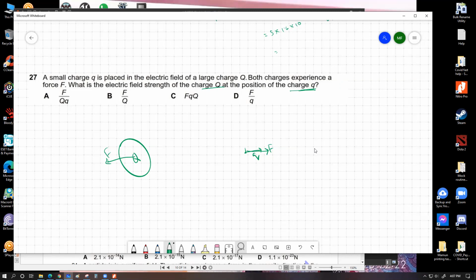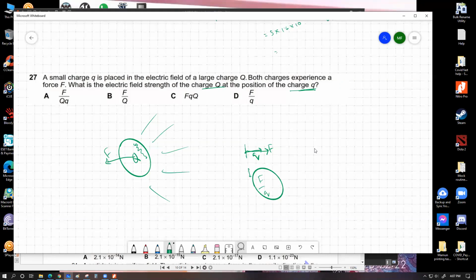Now the question is asking us, what is the electric field strength produced by this charge at this location? So at this location, the field is given by F by q. And that's it. Why do we take small q? Because we are trying to measure the field, tell me. Of the capital Q, then why small q?